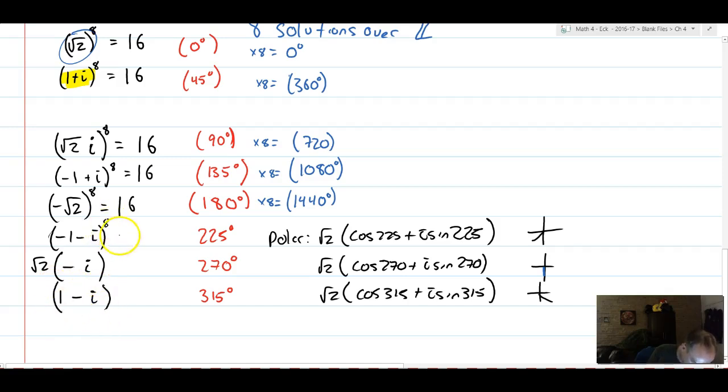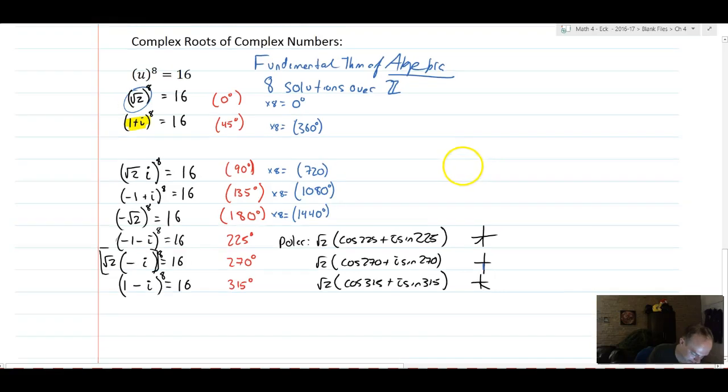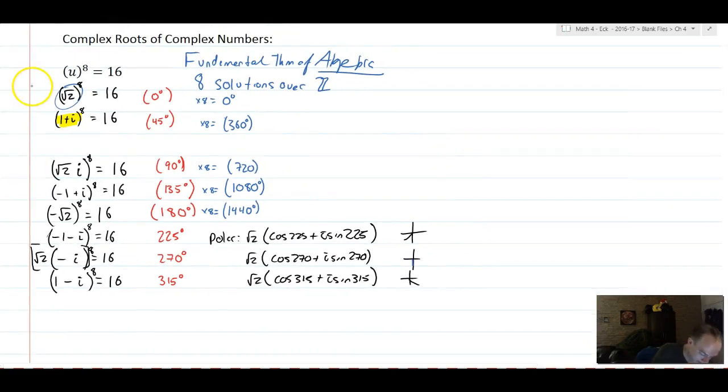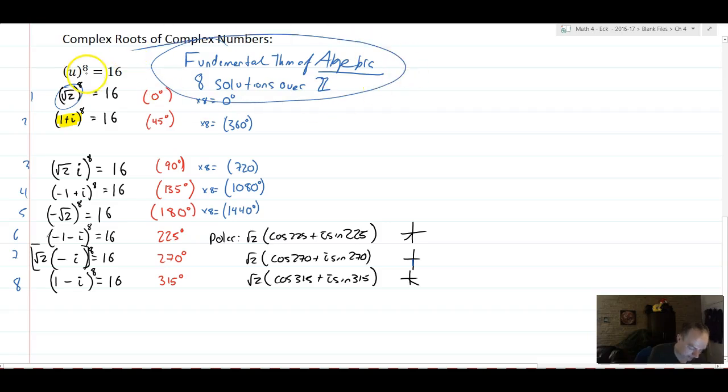And I know when I put that to the 8th, it'll be 16. When I put this to the 8th, it'll be 16. And when I put this to the 8th, it'll be 16, giving me 1, 2, 3, 4, 5, 6, 7, 8 roots to the equation u to the 8th equals 16.